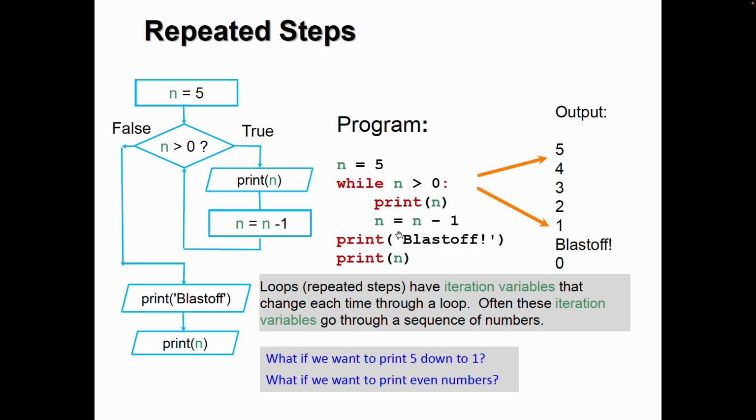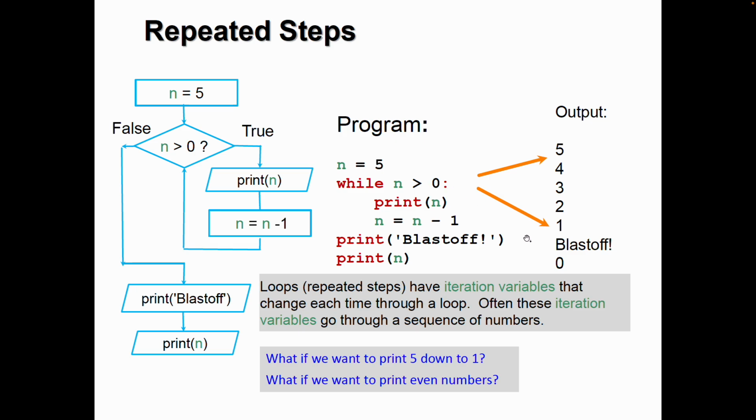Is 4 greater than 0? Yes. Then do it again. Print 4, reduce it to 3. Then check again. Is 3 greater than 0? Yes. Then run it again. Print 3, reduce it to 2. So it will go like this. 2 is greater than 0, run it again. 1 is greater than 0, run it again. Then, is 0 greater than 0? No, it's not. It's false.